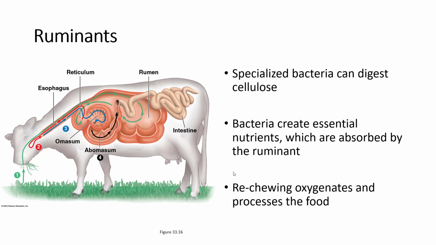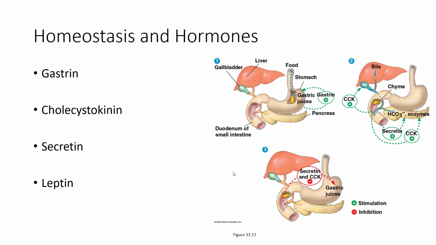The bacteria create the essential nutrients as they break down cellulose, which are then absorbed by the ruminant in the omasum and abomasum, as well as in the intestine, of course. Rechewing allows them to oxygenate and process the food. The word to ruminate means to chew or to think things over. Basically, you're processing something.